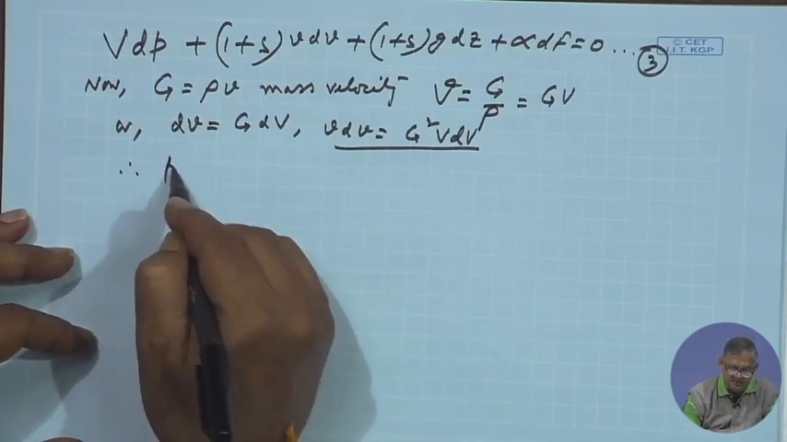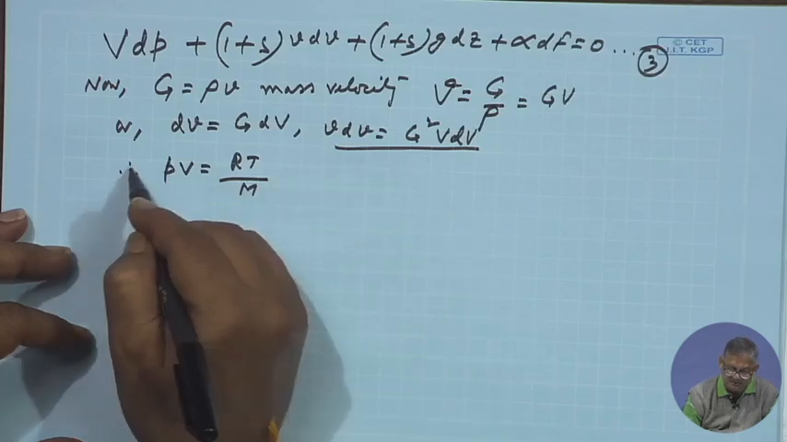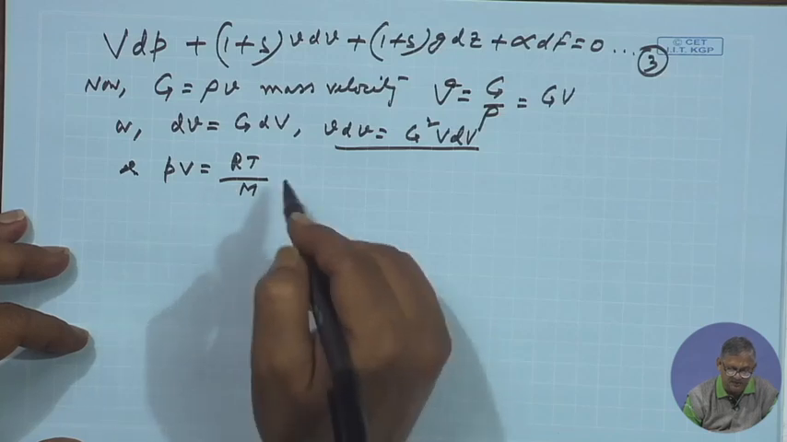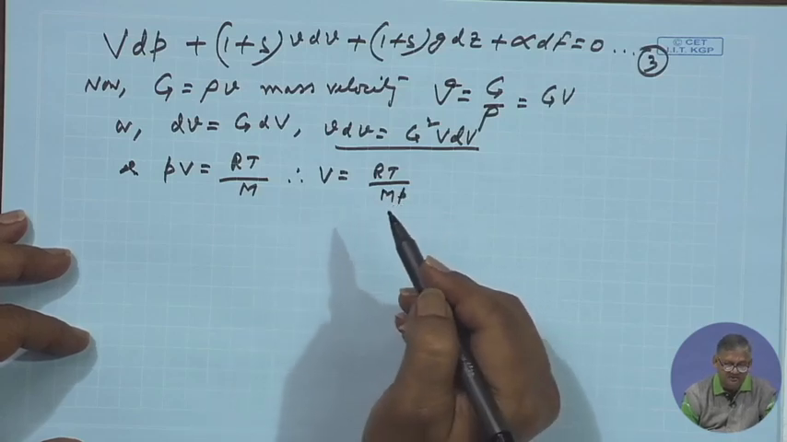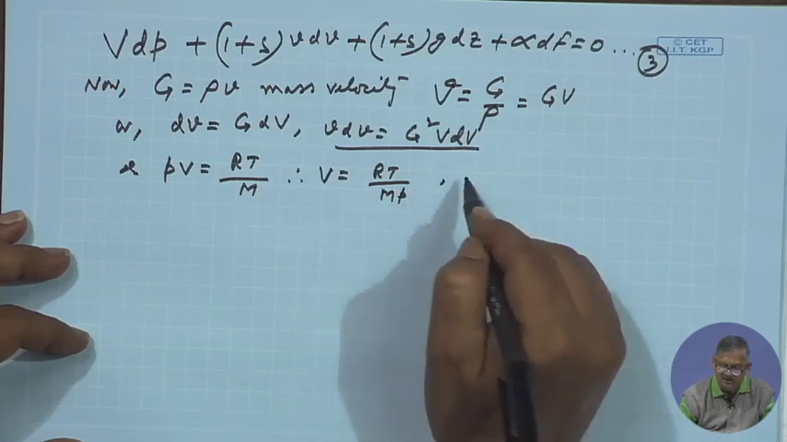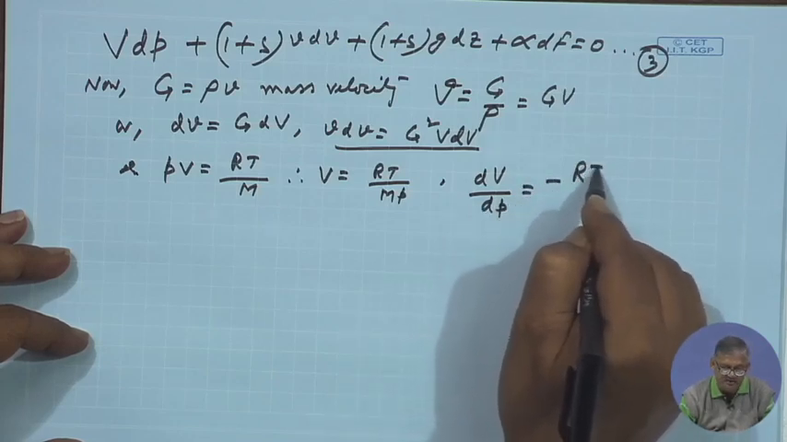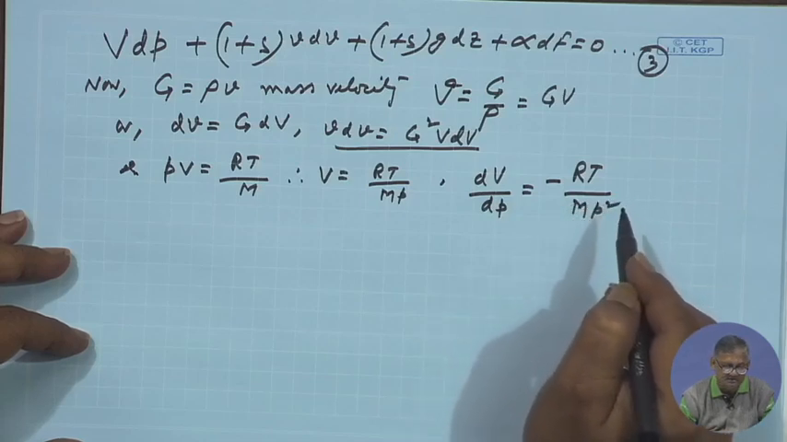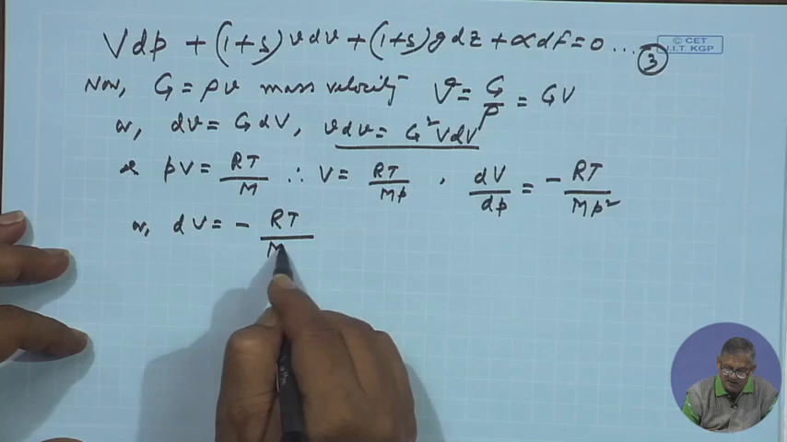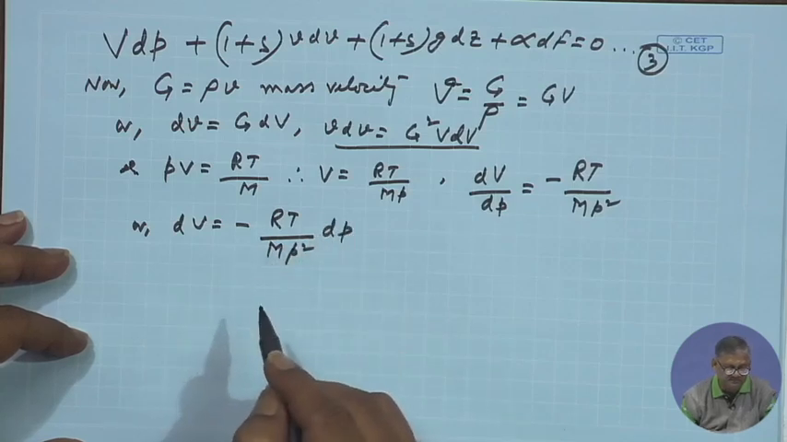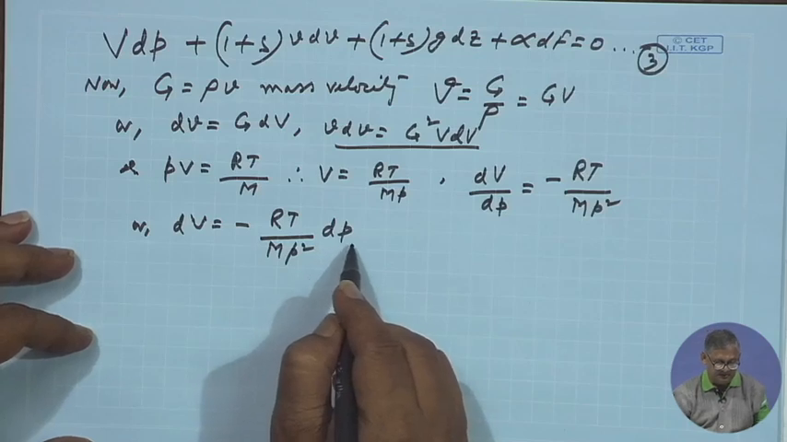Therefore, we know that PV is equal to RT by M, therefore V is equal to RT by M into P, right. Therefore, here we can write that dV over dP is equal to minus RT over M P square, or dV is equal to minus RT over M P square dP, right. So, dV is minus RT by M P square dP, right.